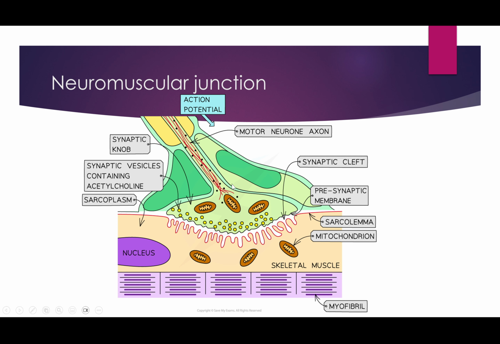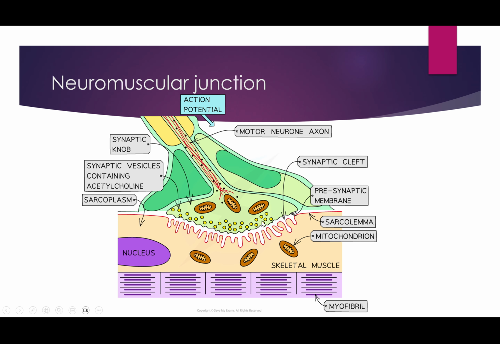When an action potential reaches the motor neuron, it'll cause calcium ion channels to open, calcium goes in, and the vesicles will move towards and fuse with the presynaptic membrane of the presynaptic neuron, and they'll release acetylcholine neurotransmitter into the synaptic cleft.